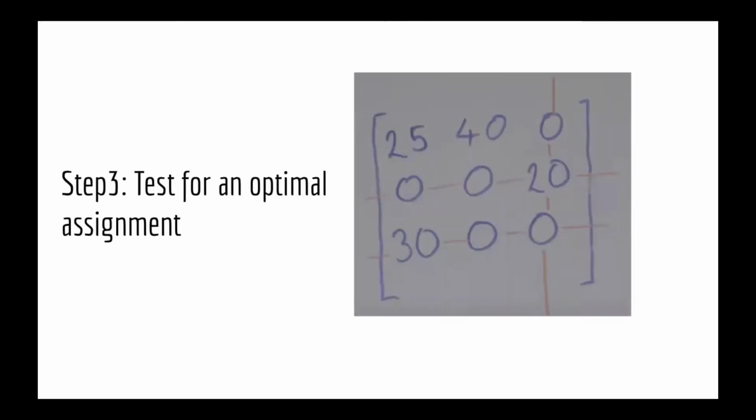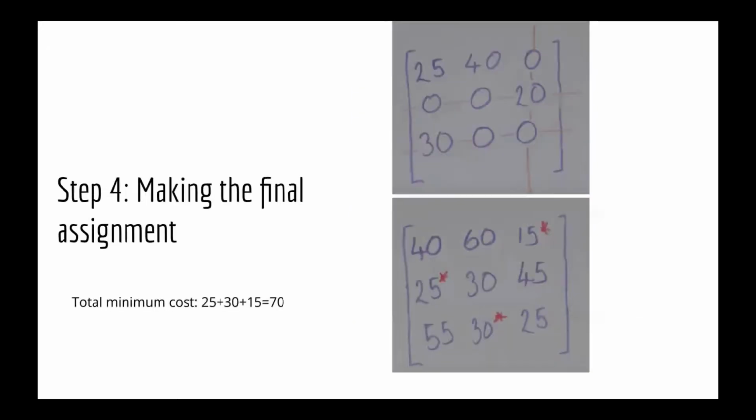Step 3. Test for an optimal assignment. To do this, we draw a minimum number of straight lines on the matrix to cover all the zeros. If the number of lines is equal to the number of rows and columns, since we have covered the zeros with 3 lines, which is equal to the number of rows and columns, next, we can move to making the final assignment. Step 4. Making the final assignment.